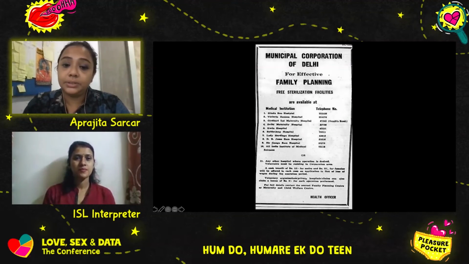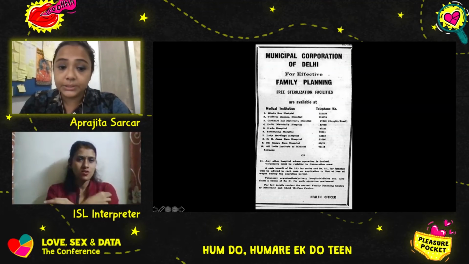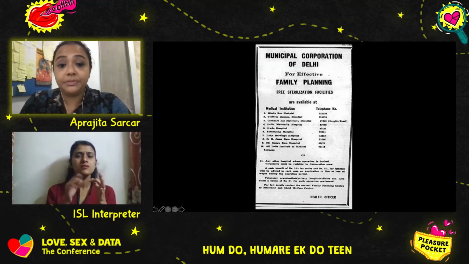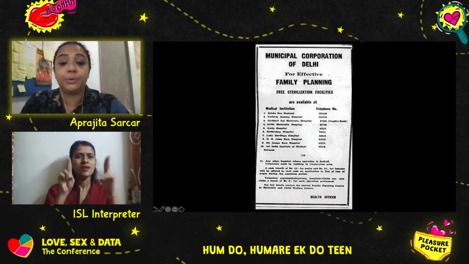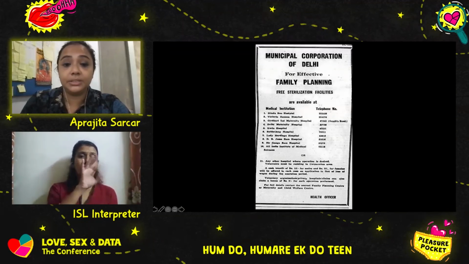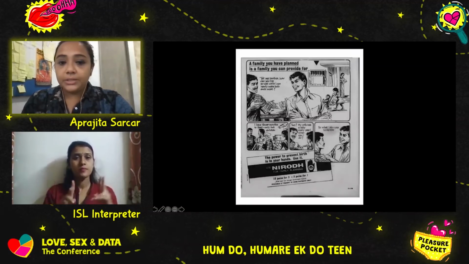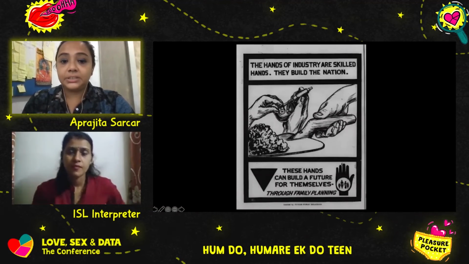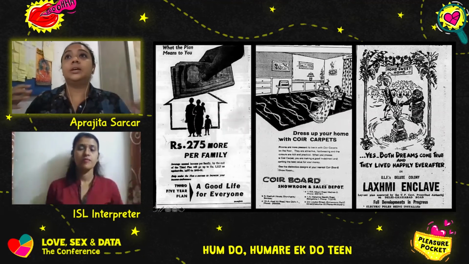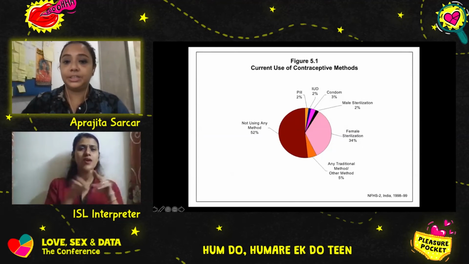Again, you have the advertisement for sterilizations in the hospitals in Delhi. You will notice in this advertisement that cash benefits of 15 rupees for men and 25 rupees for women in these hospitals for taking up sterilization. So you have several such advertisements that show that there's a nuclear family that the state is encouraging.